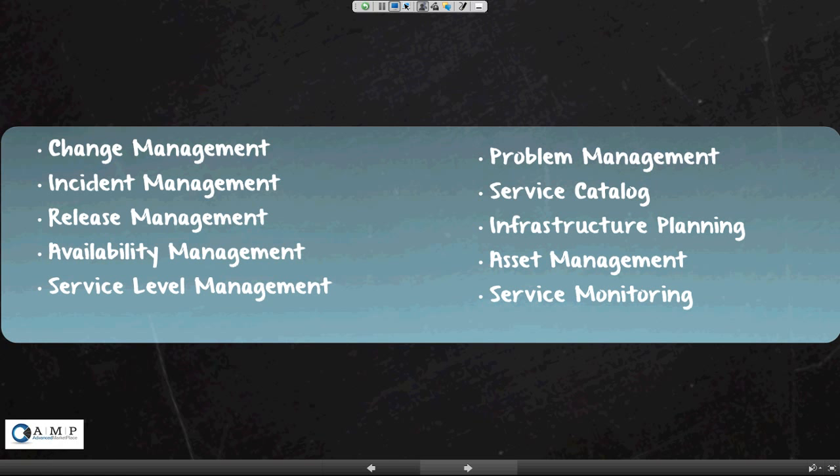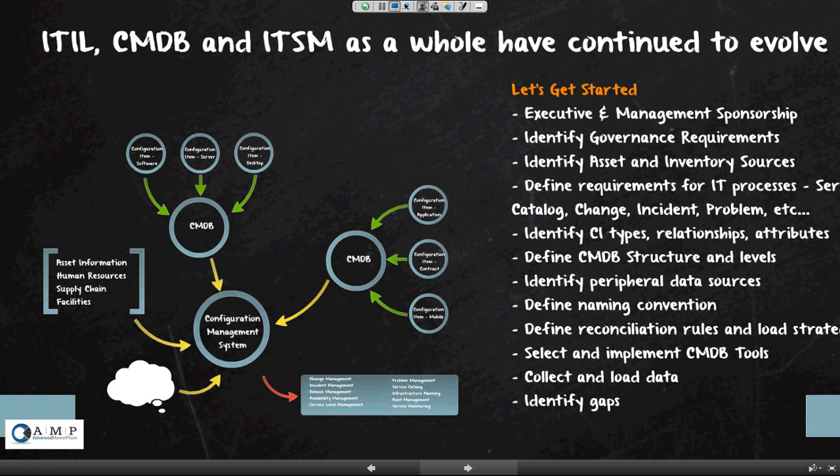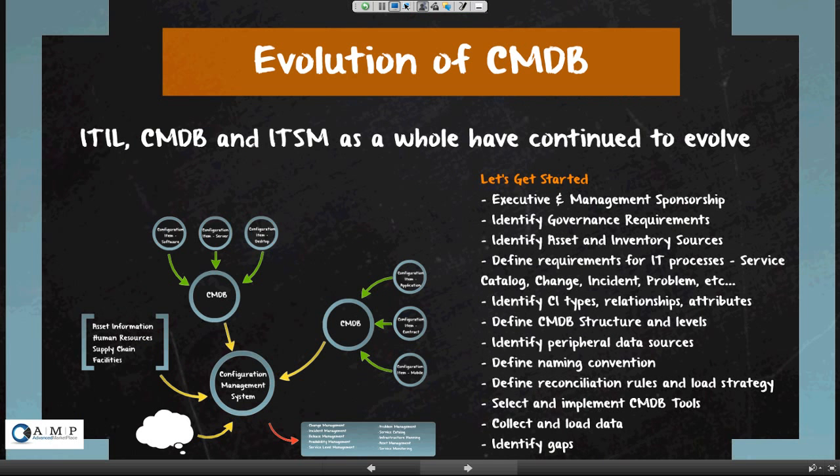And so it just quite frankly becomes very daunting. And that's where most people are. They're overwhelmed by the idea of what a CMDB has to be. And so once you get your arms around all of this stuff, and then you start to go, okay, well, let's get started with our CMDB. You go, well, we got to get executive sponsorship.